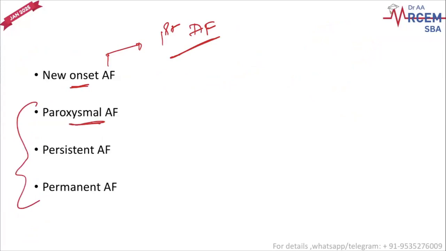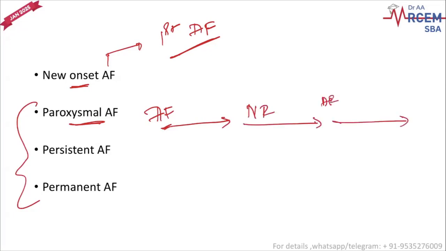What is paroxysmal AF? Paroxysmal AF is where the patient will remain in atrial fibrillation, in the same irregular rhythm with no P waves, and suddenly he will revert back to sinus rhythm. Then again AF, and suddenly he'll revert back into sinus rhythm. No intervention is required. On its own, it reverts back to sinus rhythm and he stays in sinus rhythm for 1 week, and suddenly for 1 hour he has atrial fibrillation. So paroxysmal AF, we call it.